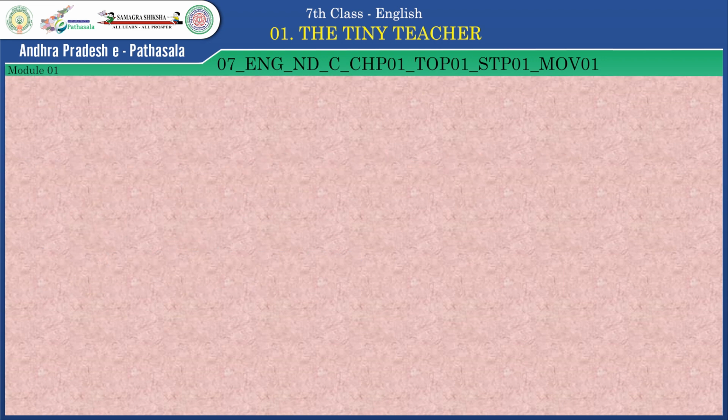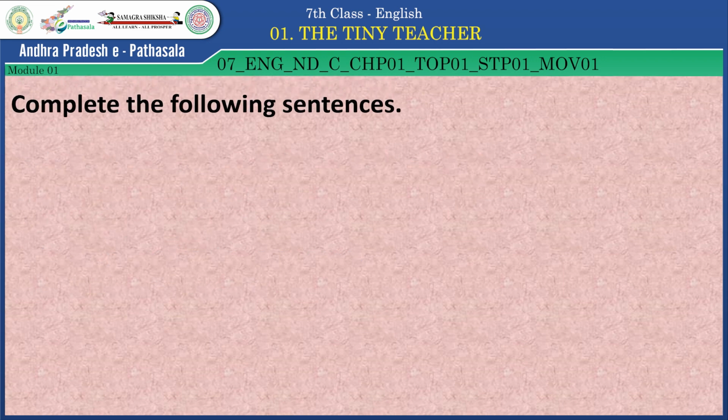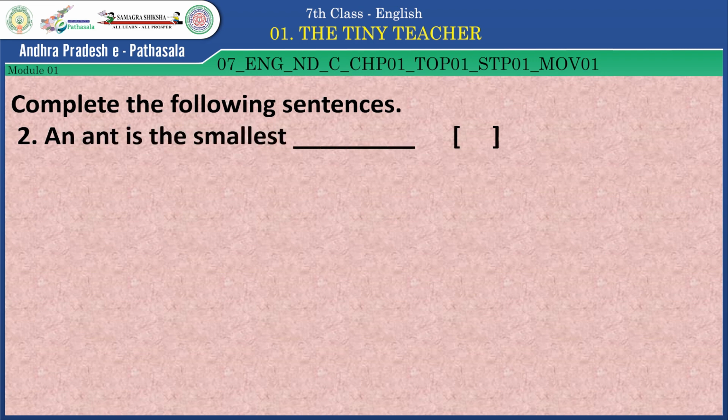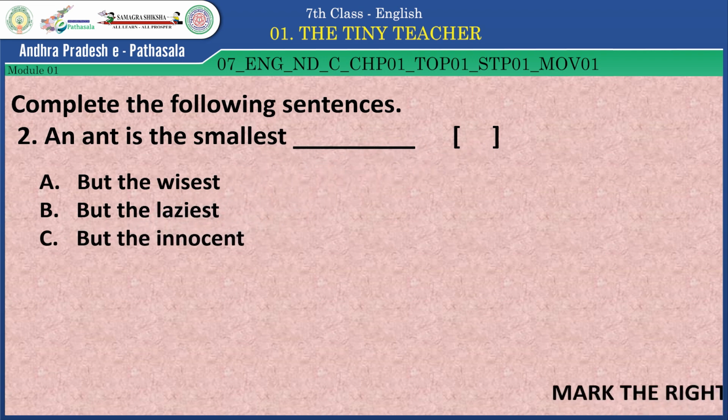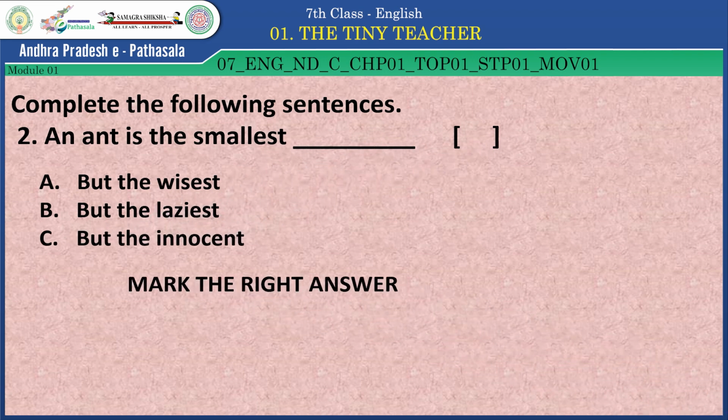Complete the following sentences. 2. An ant is the smallest dash. Option A, but the wisest. B, but the laziest. C, but the innocent. Mark the right answer. Yes, you are right. The answer is option A, but the wisest.